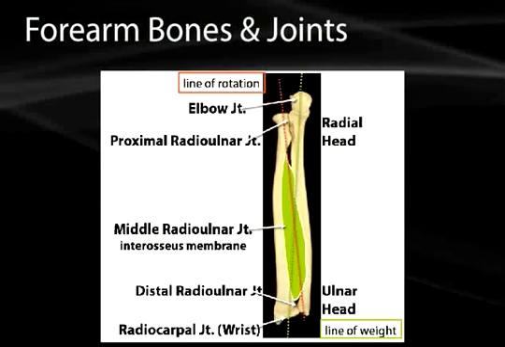Forearm bones and joints. We have 3 joints associated with the forearm itself. There's a proximal radioulnar joint, which is synovial. There's a distal radioulnar joint, which is synovial. And then we have the interosseous membranous joint in between. All of which are important because it's the radius that articulates with the wrist, but it's the ulna that articulates with the elbow. So the forces that are dissipated from the hand into the wrist and then up to the arm and the elbow have to be transferred from that lateral radius into the medial ulna.